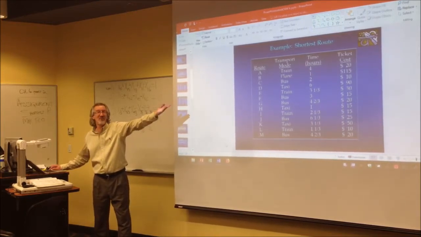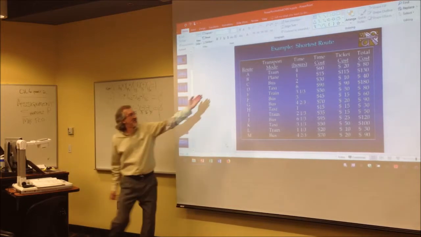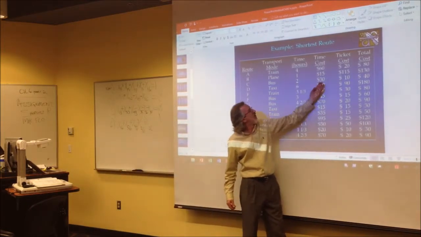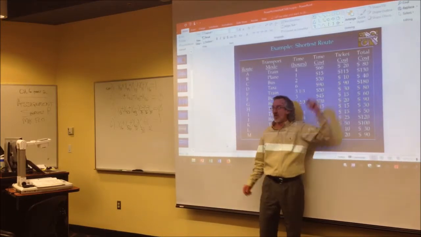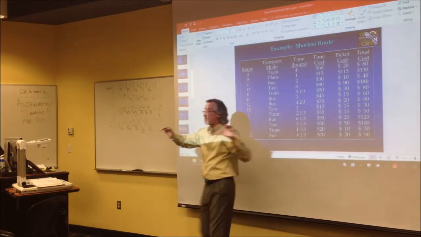So each one of these, you go down and you say, Route B, which you have to take a plane, it's only 1 hour, but the ticket's $115. Another $15 for her time takes us to $130. Same with the bus, 2 hours, there's the ticket, $10. Her time would be $30, so $40. And here they are for every one of the letters.